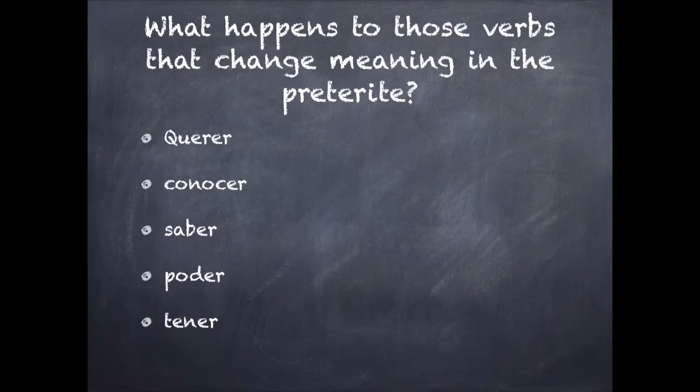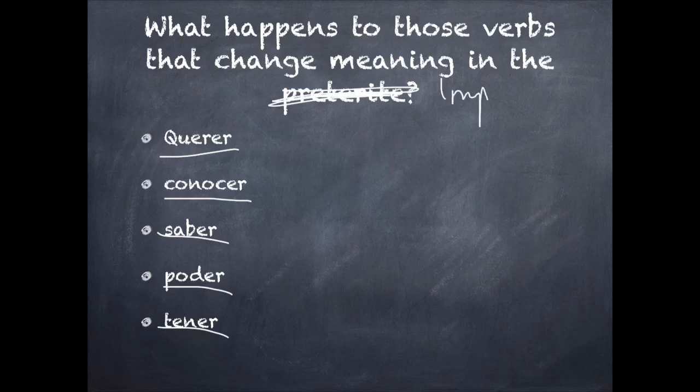Now, I did speak to you about querer, conocer, saber, poder, and tener earlier in the preterite tense, and I should scratch that out. Imperfect. The great thing about the imperfect tense is that when we're using these verbs in the imperfect, they actually stay the same. There's no change in their meaning. It actually means what they mean: to want, to know, or to meet. Saber is to know information.